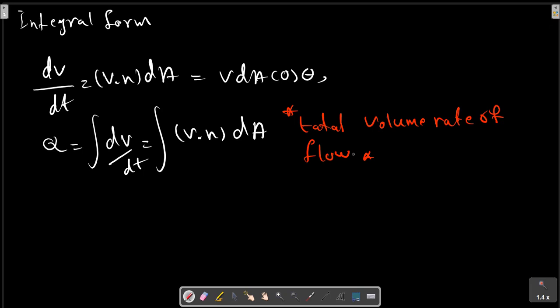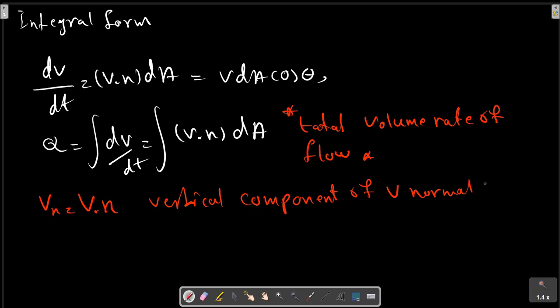We could replace V dot n with the equivalent V n, the component of V normal to dA. But the use of the dot product allows Q to have a sign to distinguish between inflow and outflow. By convention, throughout this book, we consider n to be the outward normal unit vector.